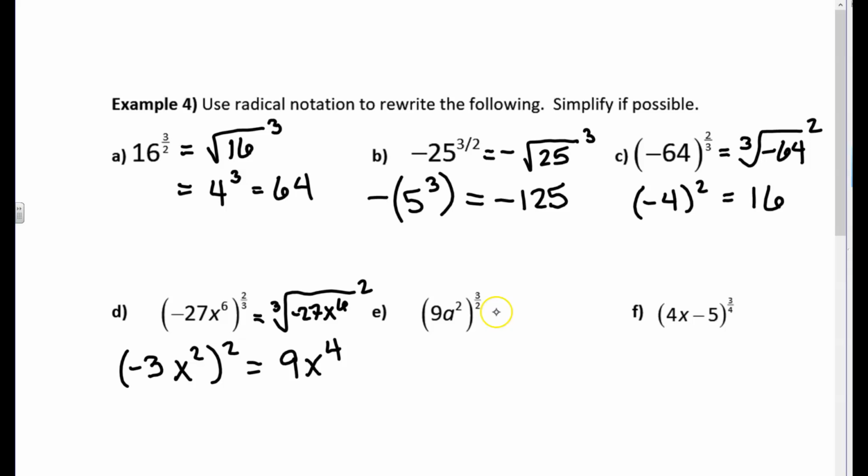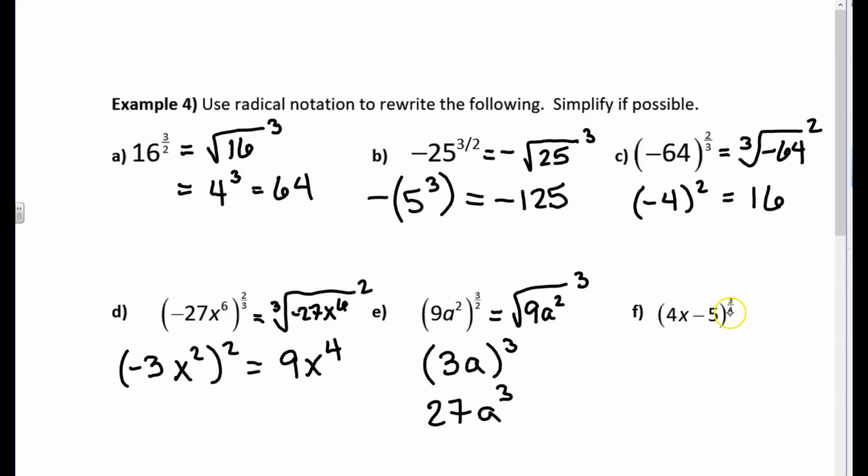And let's do the next one here. My denominator is a 2, so I'm going to do the square root of 9a squared. My numerator is a 3, so we raise all that to the 3rd power. The square root of 9a squared is 3a. I then cube it. Well, 3 cubed is 27, and then I have a cubed.